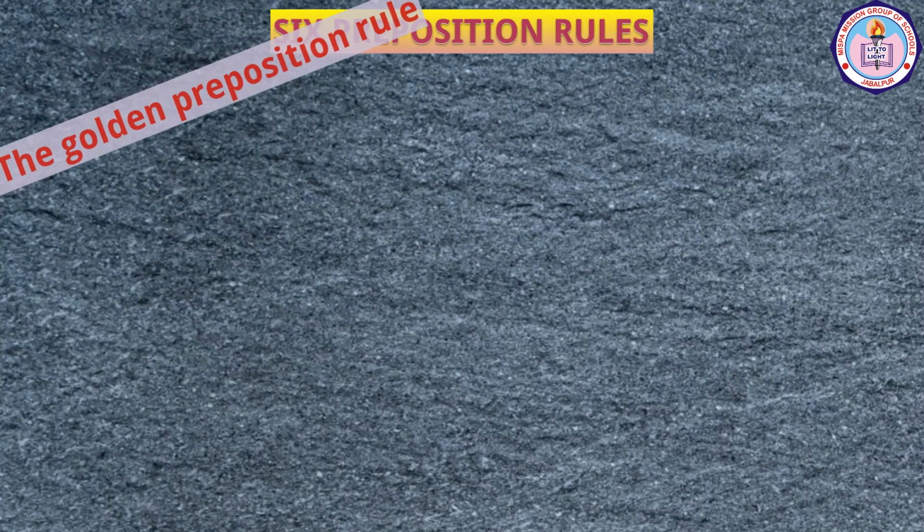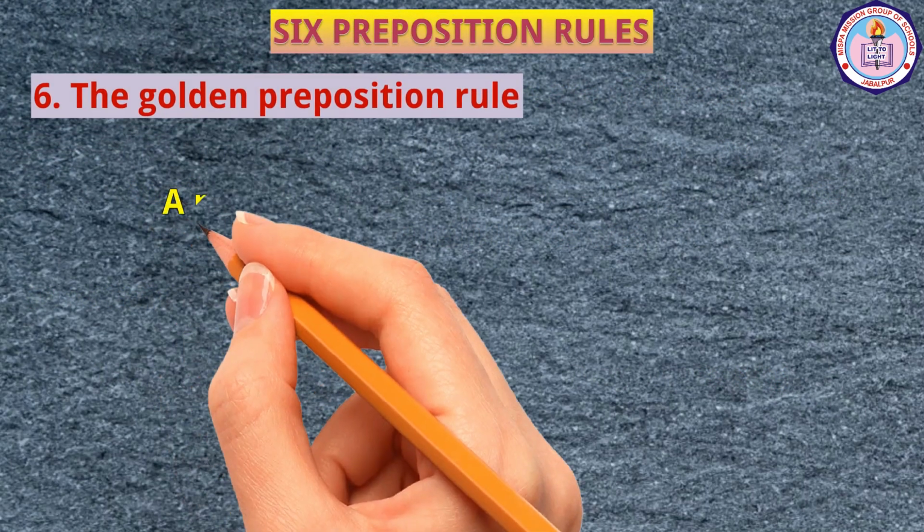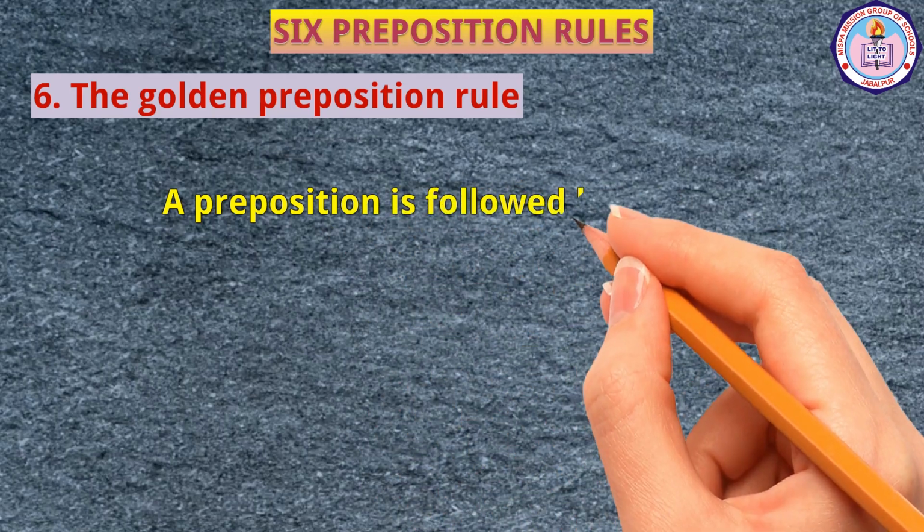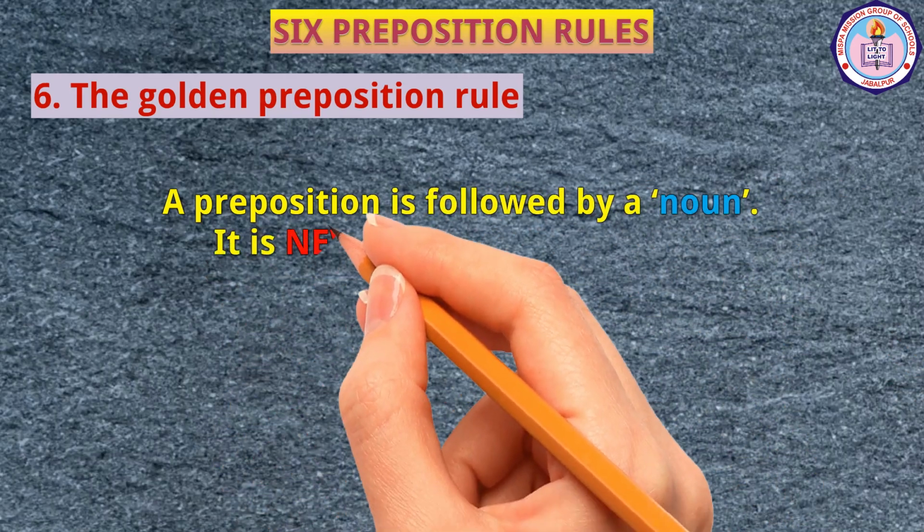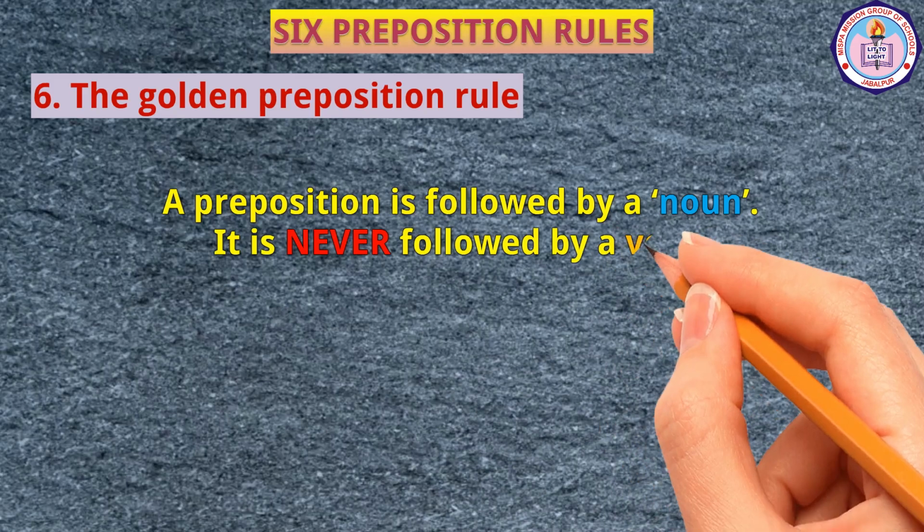The last one. The golden preposition rule. A preposition is followed by a noun. It is never followed by a verb. Dear learners, here I want to close the vast research on preposition. I tried to make you understand the maximum things I have collected. If you have got an overall idea about preposition, it is enough.